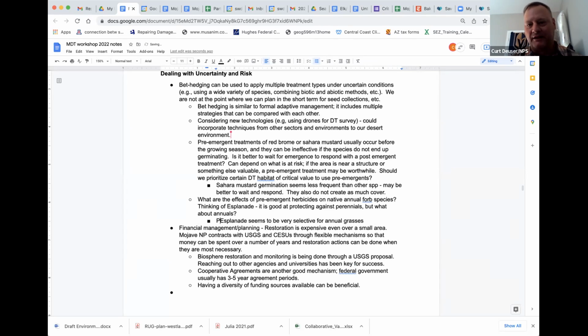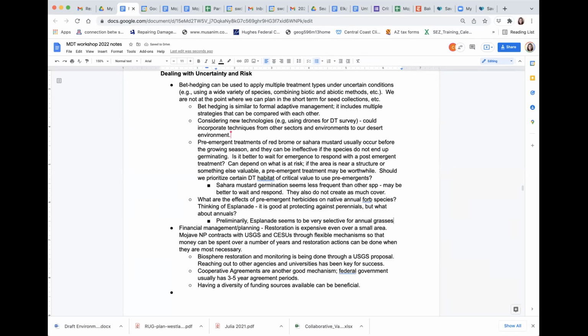But others may have input or their own reviews of that. And then also I'm kind of worrying about the native annual grasses like Bouteloua barbata, Bouteloua aristoides, maybe some of the threons.